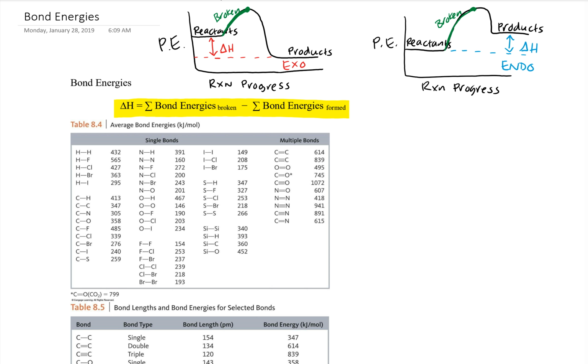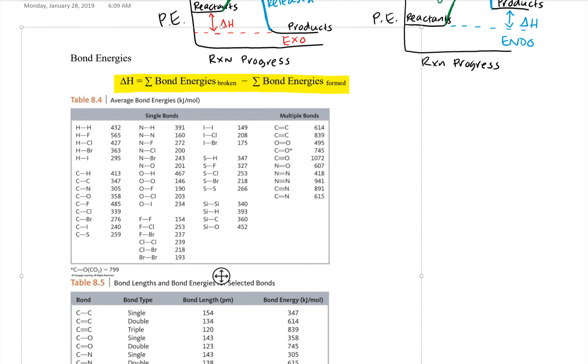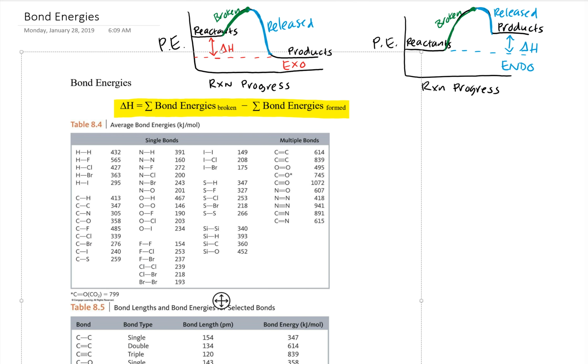And then once we start to make bonds, as we make bonds of our products, energy is released. And this holds true for any type of reaction, whether it's endo or exo. As products are being made, energy is released. And the sign here tells us that when bonds are broken, energy is absorbed. That's why it's a plus sign in front of the broken. And when energy is released, we signify that with a minus sign. So energy is leaving the system. So we do broken minus formed. So let's take a look at some examples.